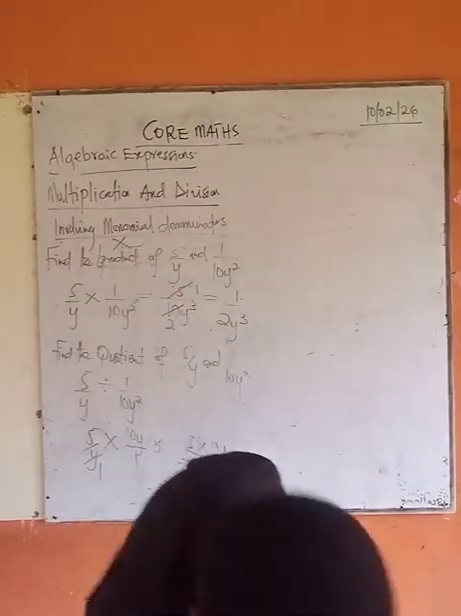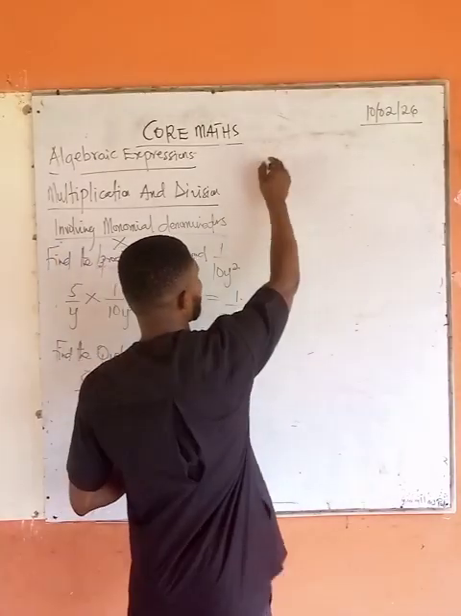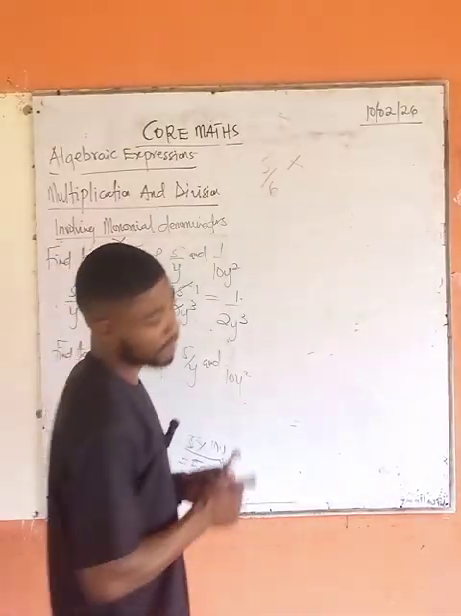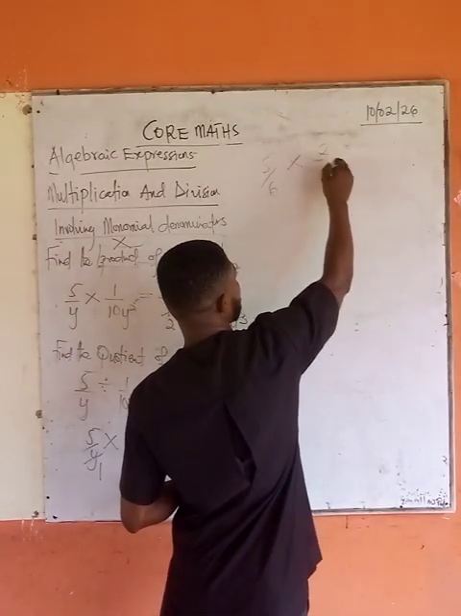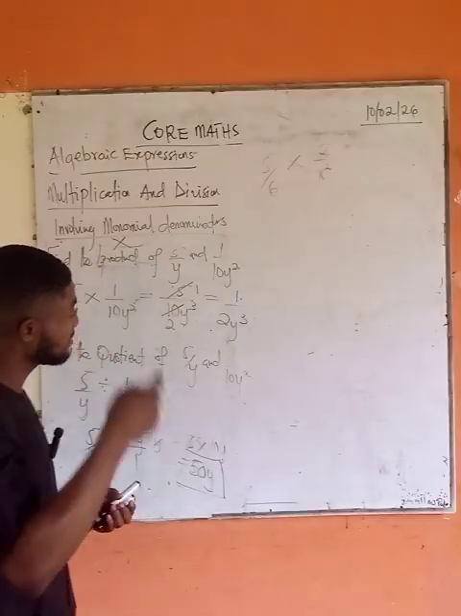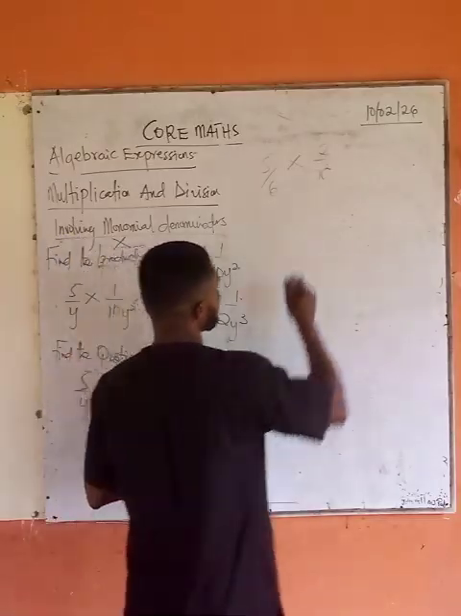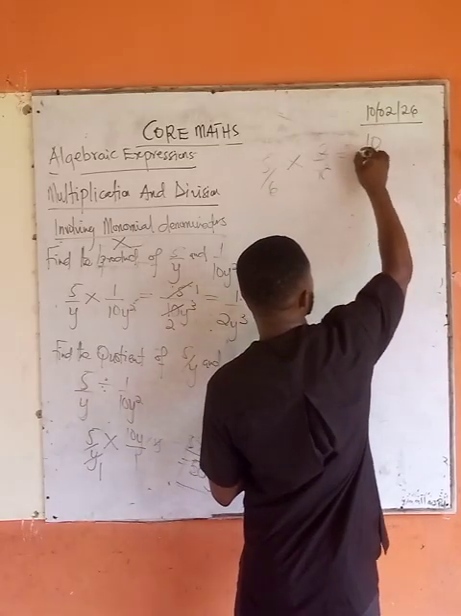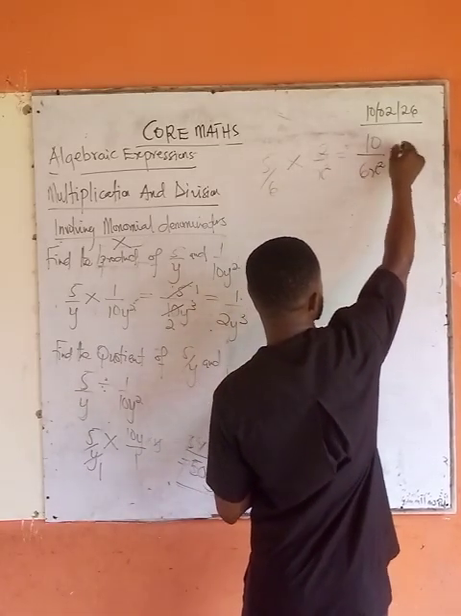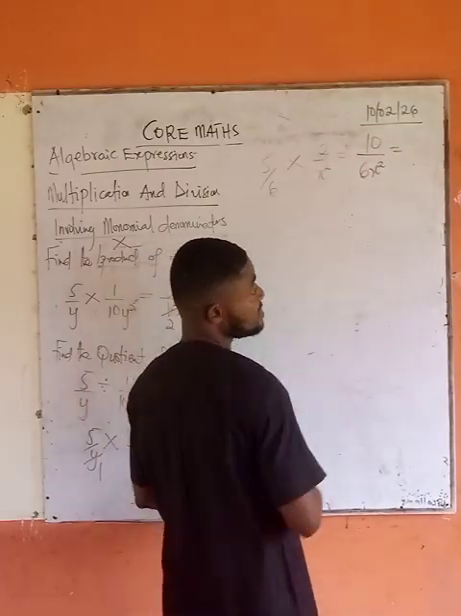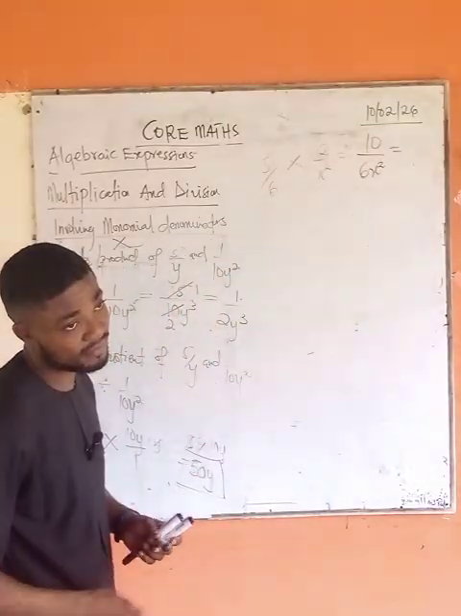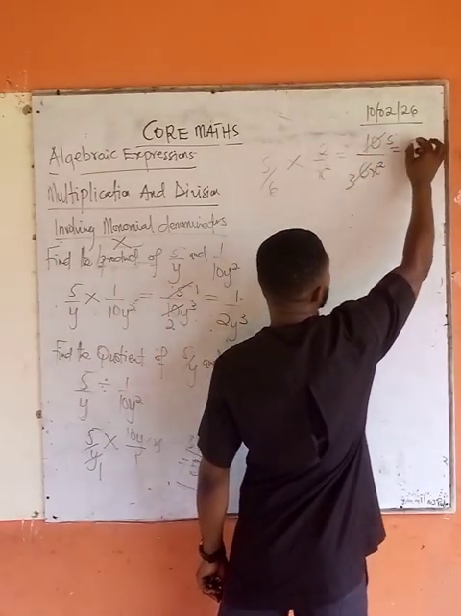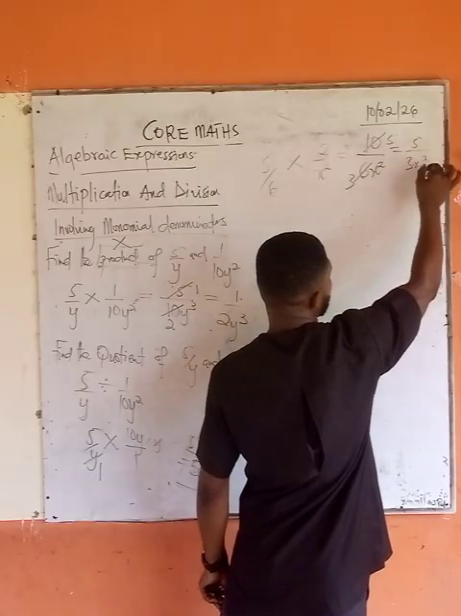Let's take some more examples. 5 over 6 times 2 over x squared. We multiply the numerators and the denominators together, giving us 5 times 2, that is 10, over 6x squared. But we still cannot leave it like this because there is a number that will simplify it. 2 goes into 10 five times and 2 goes into 6 three times. I have 5 over 3x squared.